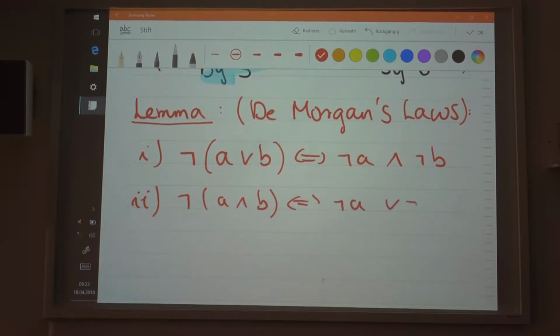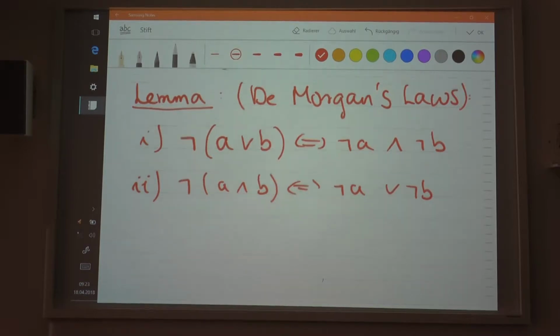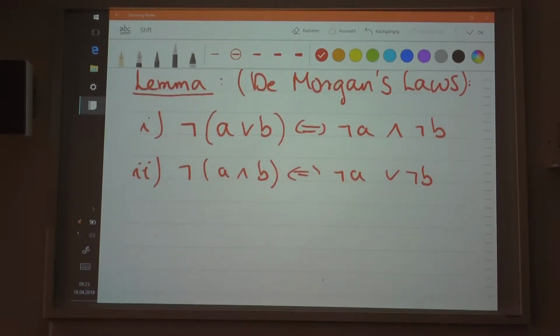Okay? Now I would like to show you that actually that is true, and you can see this. Let me just give you an example to demonstrate that this is true, because that doesn't sound intuitive.